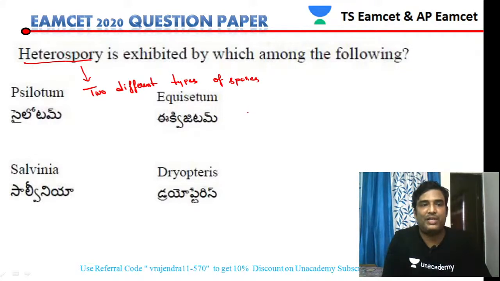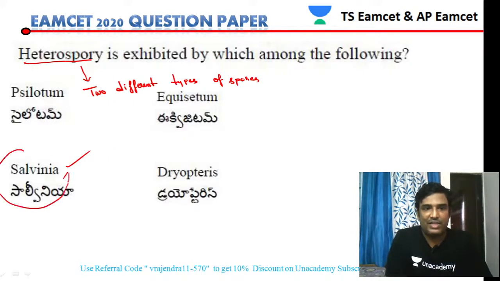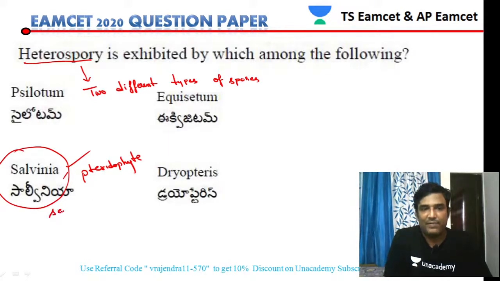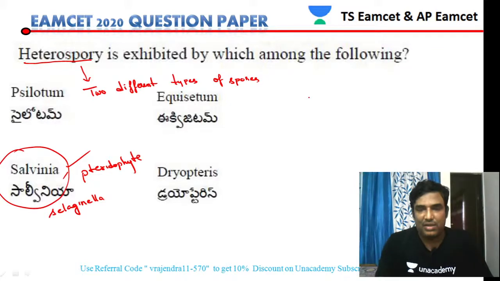Heterospory is generally found in the members of which group? Salvinia is an example. Salvinia is a pteridophyte, and another example is Selaginella. Selaginella and Salvinia exhibit the heterosporic condition. They produce microspores as well as megaspores.